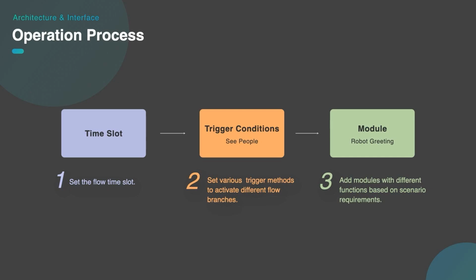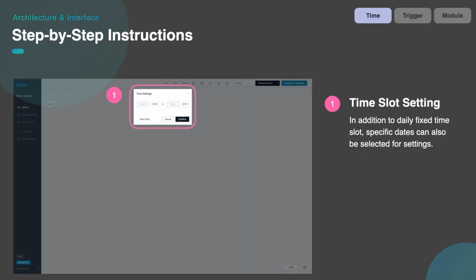Flow design can be divided into three main steps. Step 1. Set the flow time slot to let the robot know when to execute the flow. Step 2. Set the trigger conditions to let the robot know when to activate different flow branches. Step 3. Add modules with different functions based on scenario requirements to enhance the overall service flow. First, click Start on the blank canvas and enter the time slot for executing the flow. In addition to daily fixed time slots, specific dates can also be selected for settings.